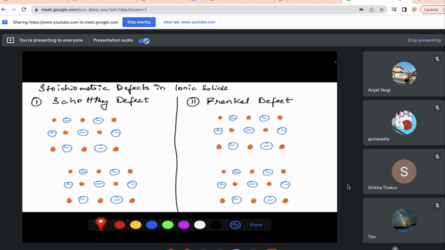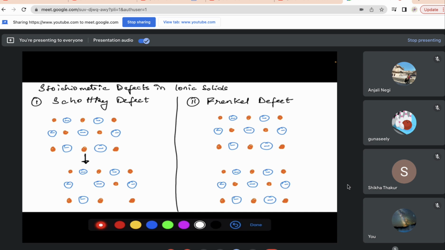So if this is my crystal, then after the defect, say this and this, one cation and one anion is missing from the lattice point. So overall, the density of the lattice will decrease.